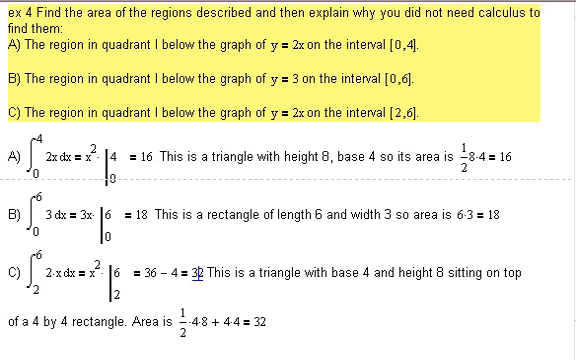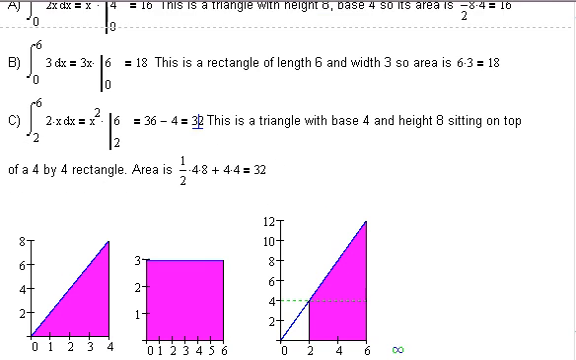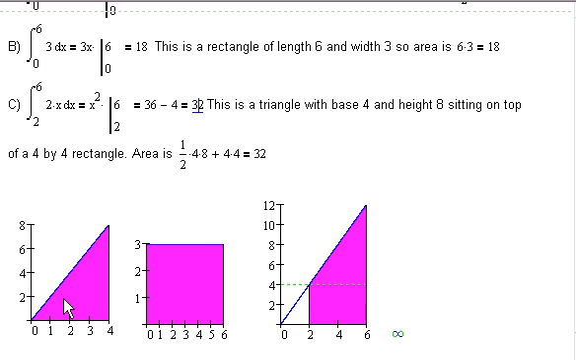I've got pictures of all three of these down here if that didn't make sense to you what we did above. Here's the first problem. It was a triangle with base 4 and height 8. So the area was 1/2 of 8 times 4, half base times the height. This was a rectangle of length 6 and width 3. I know in my picture it looks like a square, but if you notice, the scales aren't the same.